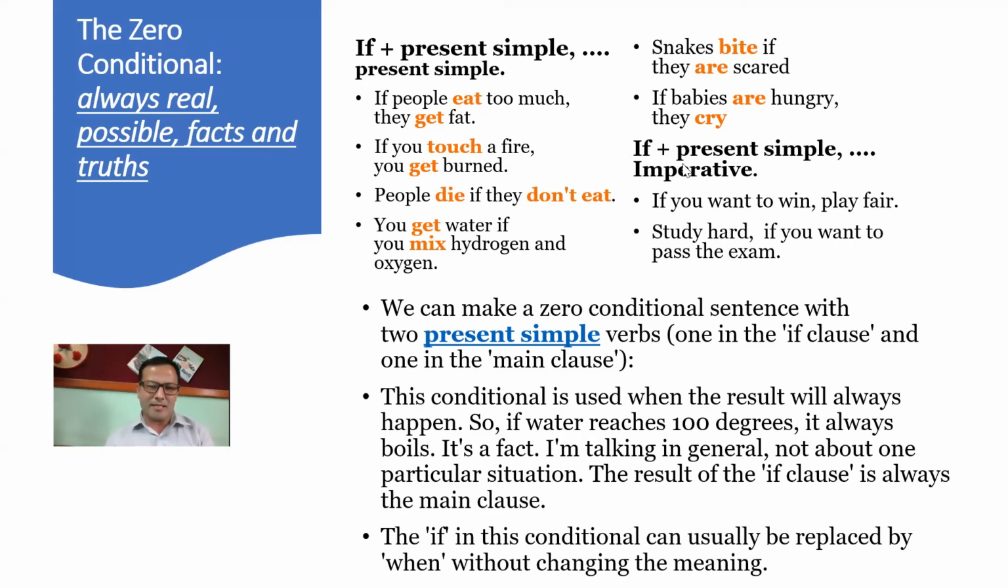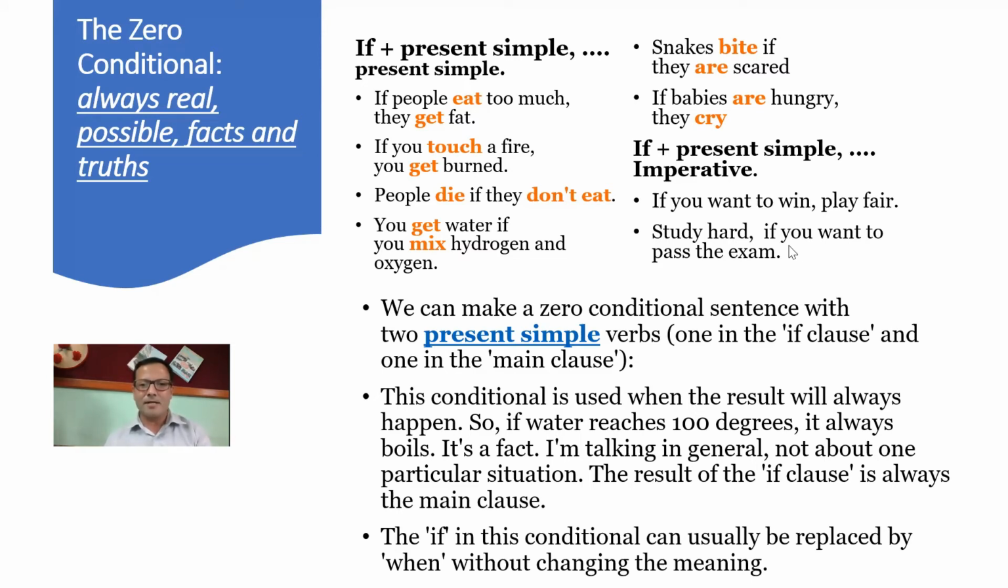Sometimes it can be kept in type 1, as I already told you, but I've kept it here in type 0. Here, the if clause is in present simple, but the main clause is in imperative. So, if you want to win, play fair. Here, the if clause and main clause are in imperative form. Play fair. So that is also possible.